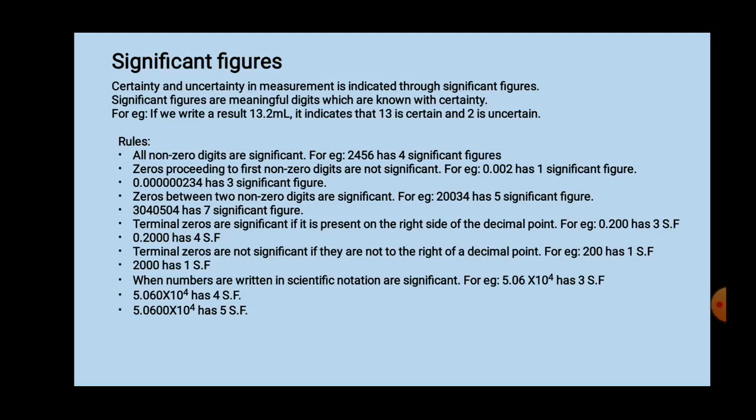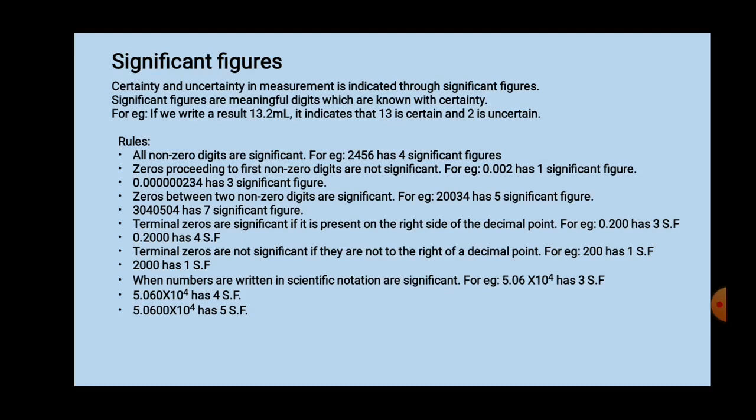Based on that, 200 has how many significant figures? Only one significant figure. Now one more example I have given is 2000. Is there any decimal point? There is no decimal point. So terminal zeros present at the end are not significant. Based on that, how many digits are present? Only one digit is present. So this example has one significant figure.